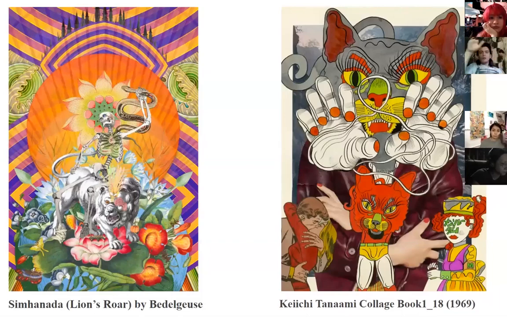Two extremely important people: Keiichi Tanami, not only in contemporary art, but in collage. By the name, you could understand he is a Japanese artist. He is extremely cool. I've linked his website. Check him out. Betelgeuse, he's more of a contemporary guy.